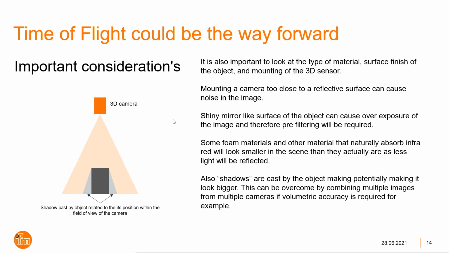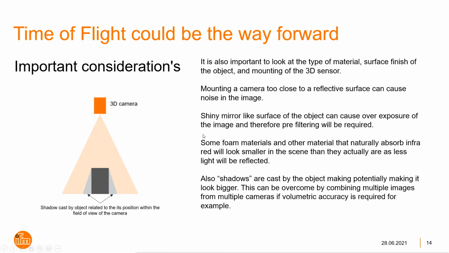If you want to get rid of that shadow, you need to put multiple cameras in and start combining images. But in reality, in most applications, we don't need to worry about it. You just need to know that the actual volume the camera will see will probably be larger than the true volume of the object you're trying to look at, but it will be repeatable. So you'll be able to work that out in your calculations in your PLC processing.